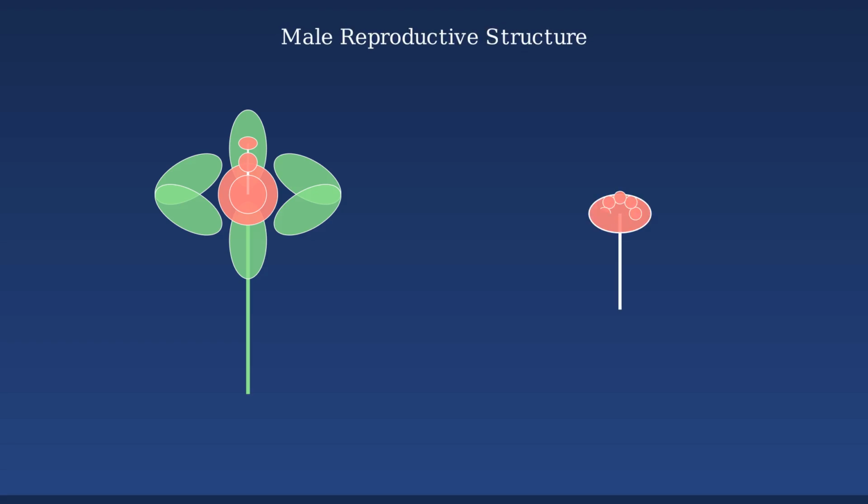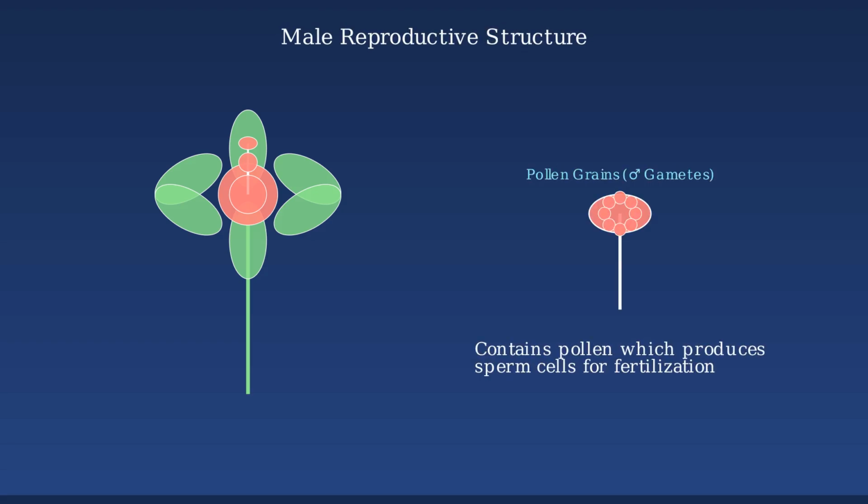Let's explore sexual reproduction in flowering plants, focusing on their unique reproductive structures. Flowering plants have specialized male and female reproductive structures that enable sexual reproduction. The stamen is the male reproductive organ, consisting of a filament supporting an anther, which produces pollen grains. Pollen grains contain the male gametes, or sperm cells, which will fertilize the female gametes.